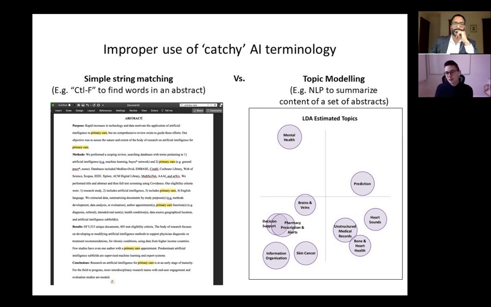And that could be useful, right? But that's not necessarily an intelligent process, right? If I misspelled primary, then I would miss some instances.